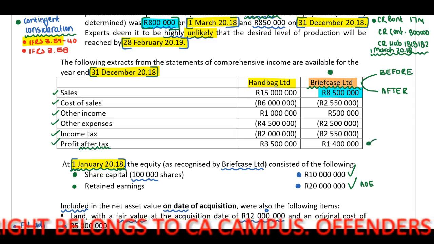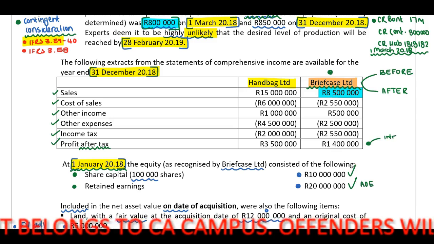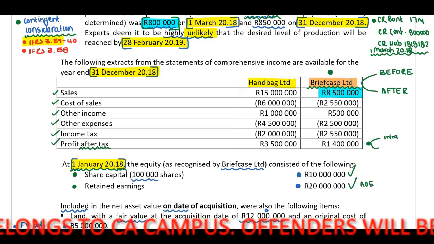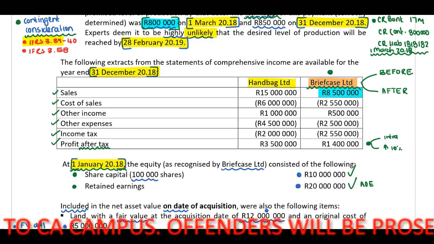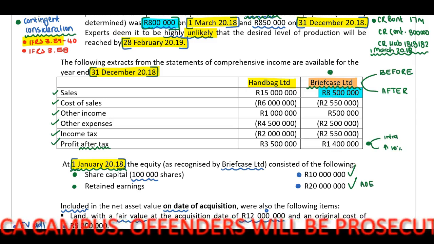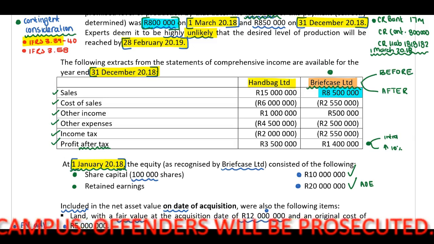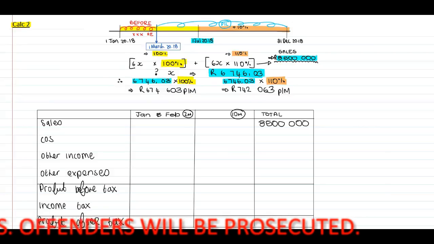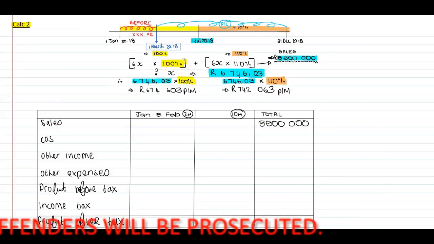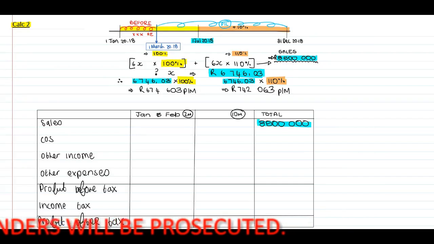Why not? Because number one, we've got intra-group transactions, and number two, there's an increase of 10% on our sales and cost of sales from 1 July. Therefore, you have to use each item separately. Now, I have included this to save us recording time. Our total sales figure is 8.5 million.